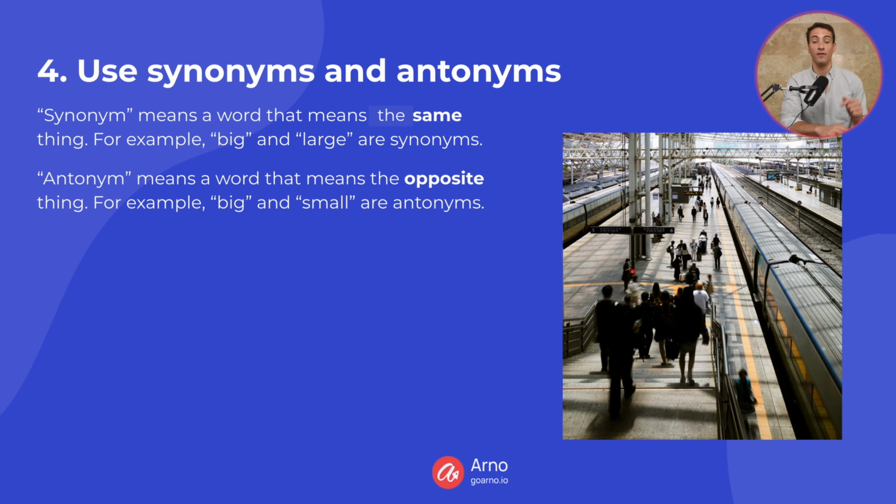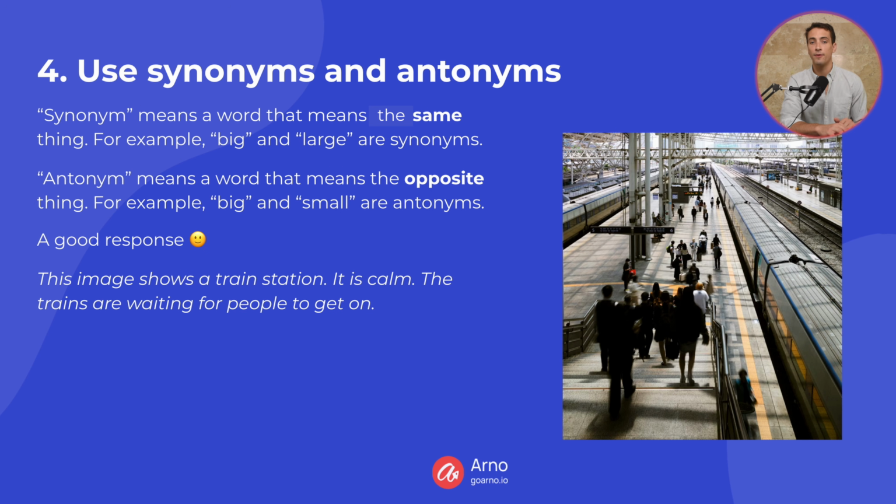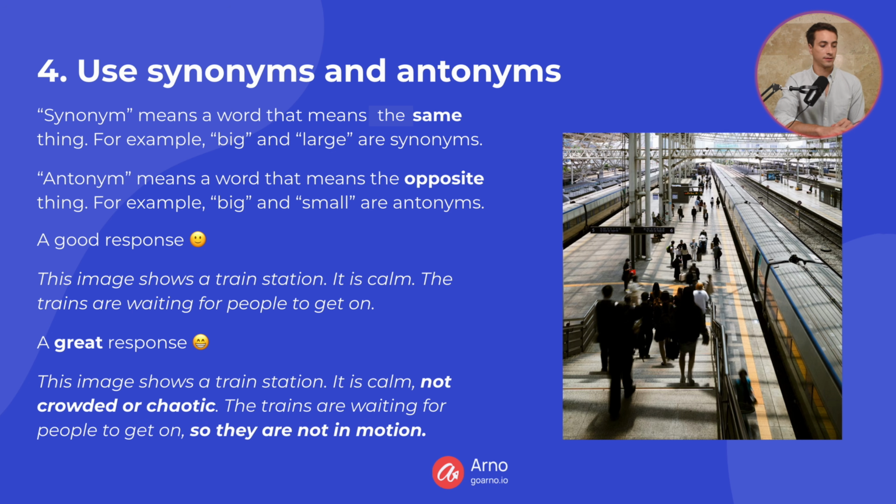Here's an example for this image. A good response would look something like this. This image shows a train station. It is calm. The trains are waiting for people to get on. Here's how we can use this trick to make it a great response. This image shows a train station. It is calm, not crowded or chaotic. The trains are waiting for people to get on, so they are not in motion.